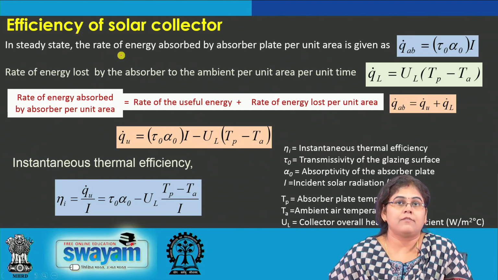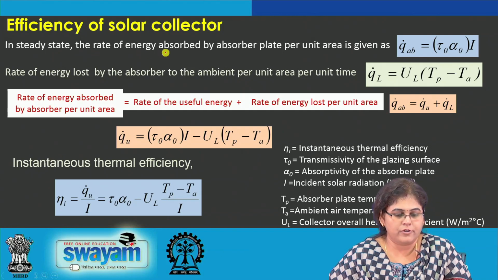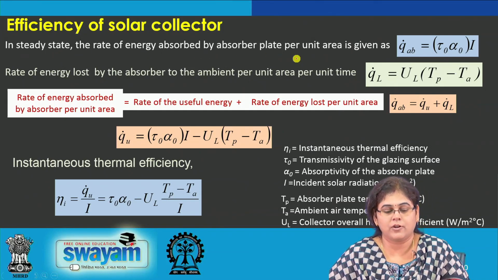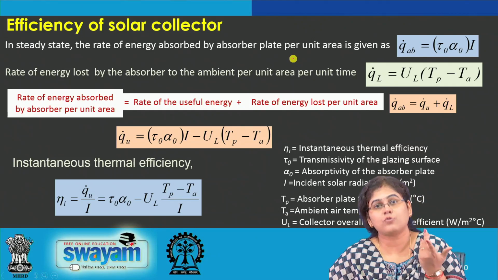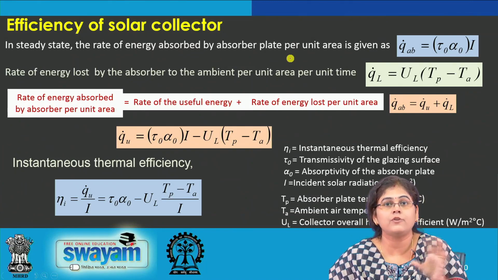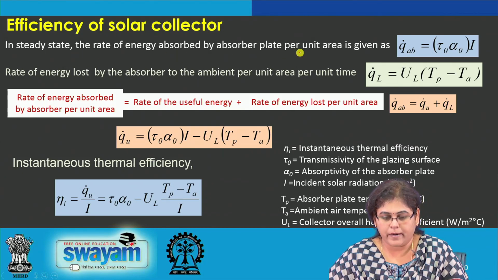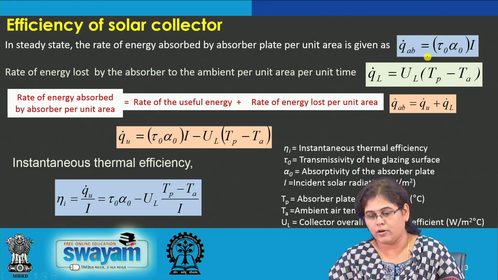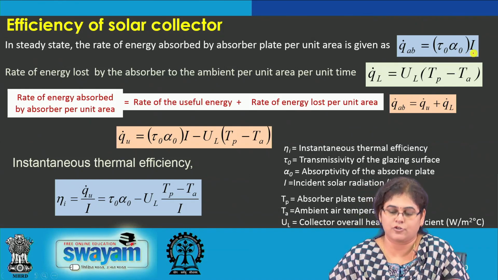To calculate the efficiency of a solar collector, in steady state condition, energy is absorbed by the absorber plate, and some portion of this energy is lost, and the rest is used to perform useful work. So, the rate of energy absorbed by absorber plate per unit area can be given as Q absorber is tau naught alpha naught I. Tau naught is the transmittivity of the glass cover, alpha naught is the absorptivity of the absorber plate, and I is the solar radiation intensity.